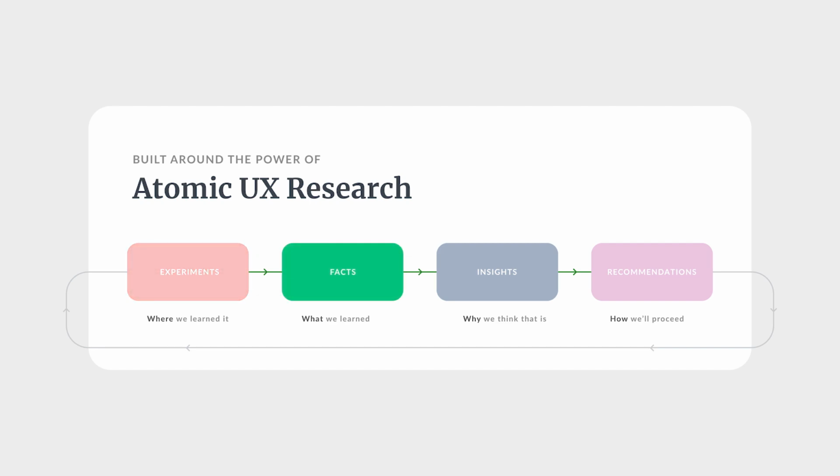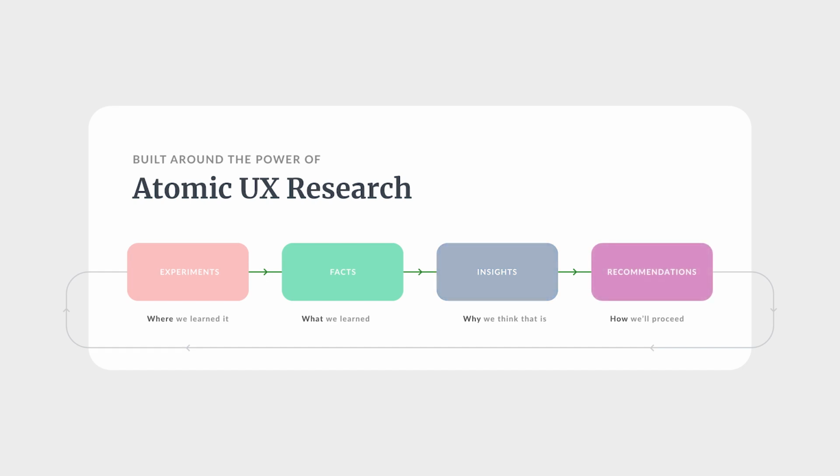Facts are what we learnt. A good fact is a quote, observation, or statistic, but it's never our opinion. Insights are our opinion of why the facts are the way they are. We can derive multiple insights from a single fact, and we can combine lots of facts from across our repository to create an insight.